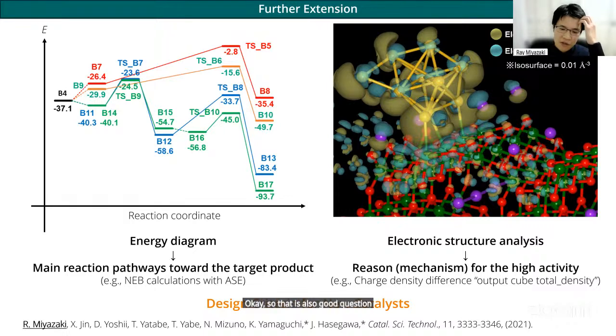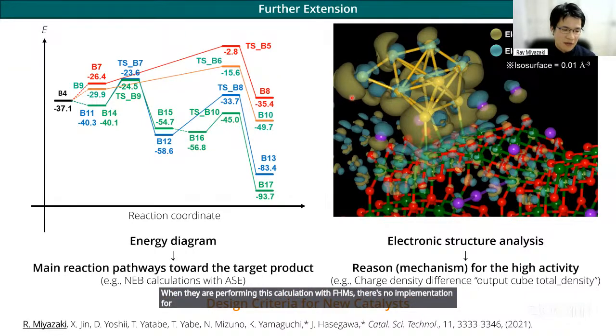First of all, when I performed this calculation with FHI-aims, there was no implementation for generating the appropriate charge density for performing the Bader charge analysis. So I picked the Hirshfeld charge analysis implemented in FHI-aims. But after that, the functionality for generating the electron density for Bader charge analysis was nicely implemented in FHI-aims, so now we can perform the Bader charge analysis with FHI-aims.